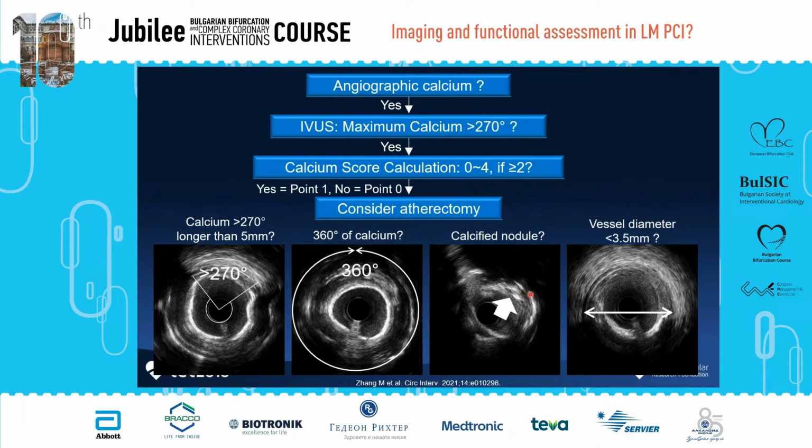And the good thing about IVUS is that we can measure the vessel diameter. If that is small, because the vessel has less capacity to expand, we should use atherectomy more frequently compared to the big artery.